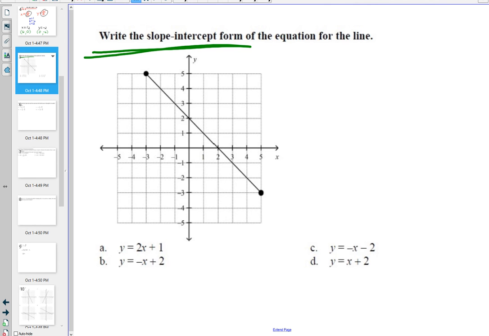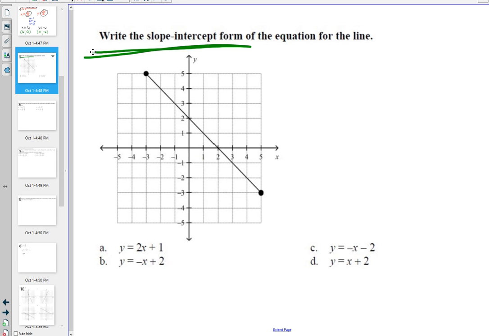So for the 5th time now today, what do we need in order to write an equation in slope-intercept form? Slope-intercept form. What do I need to find? Slope and y-intercept. Well, what changes is what they give you.